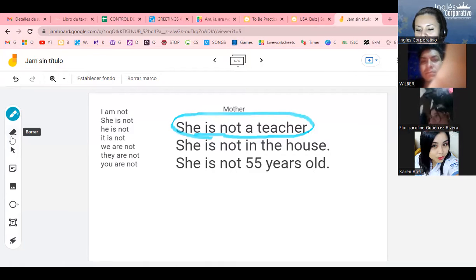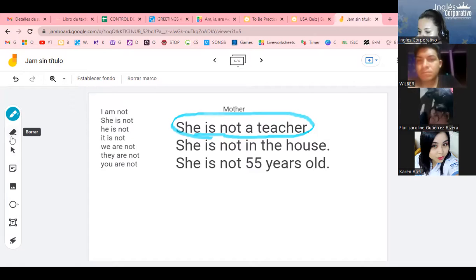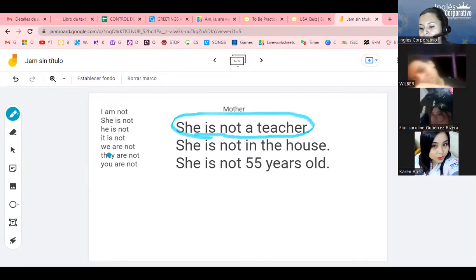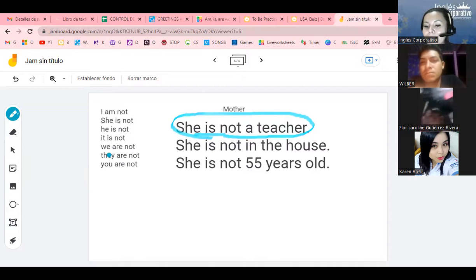Pero que recuerden que my brother is not married. Pero recuerden que es acerca de alguien más, no es de ustedes. Elijan un miembro de la familia, ¿ok? Así como les puse el ejemplo: my mother, she's not a teacher, she's not in the house, she's not 55 years old. Mary es la única palabra acá. Casado. My mother is not in the kitchen. My mother is not on the sofa. Yes, thank you. Flor, Carolina.